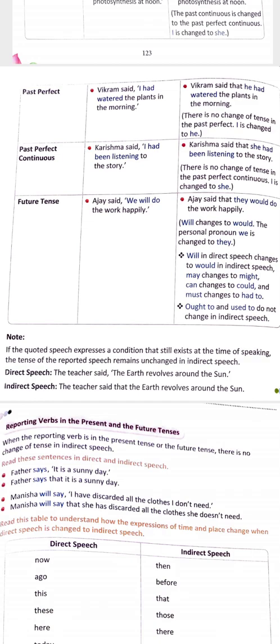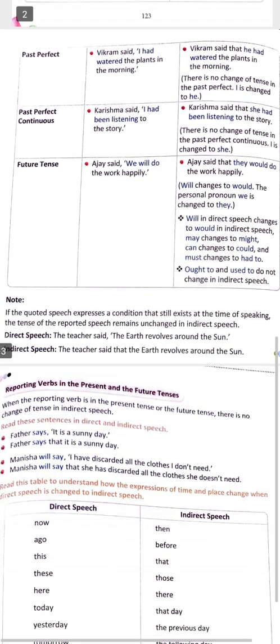Next we have the past perfect continuous, which uses had been. There is also no change in the past perfect continuous. So the only change would be of the pronoun. The next is the future tense, as I already explained in my previous video, where you have to make a change like will, would, can, could. You can also see here that may, might, must, had to, ought to, and used to do not change in indirect speech.